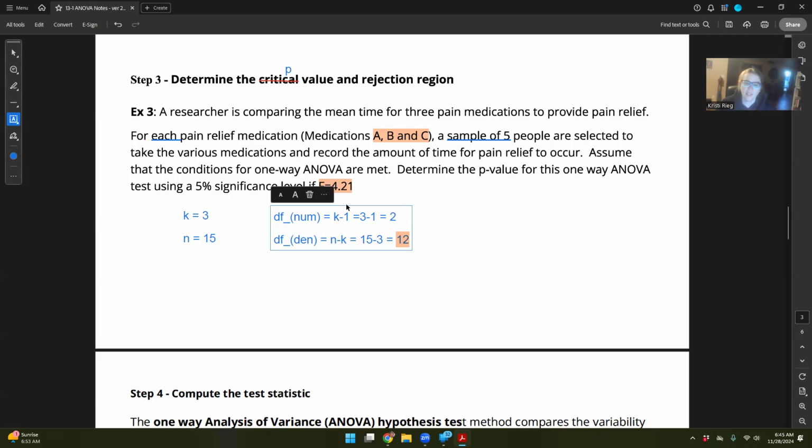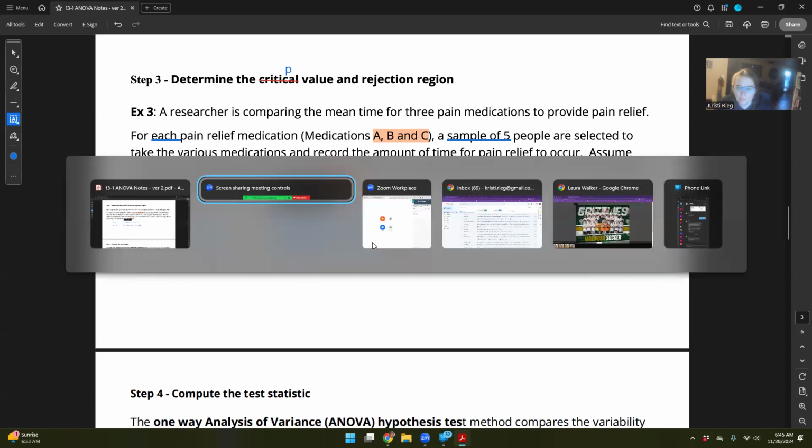Apparently I can't highlight the 2, but I need to know that F is 4.21, the degrees of freedom are 2 and 12. Okay, so let us jump over here.